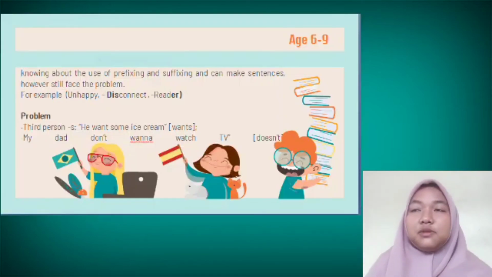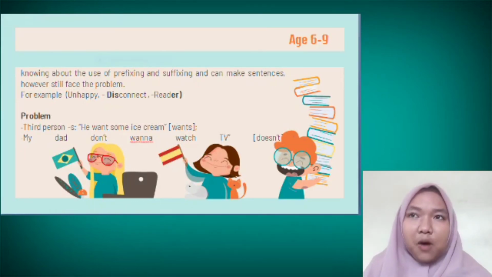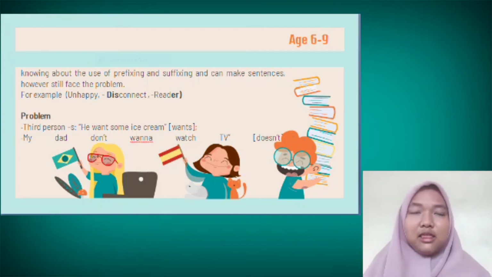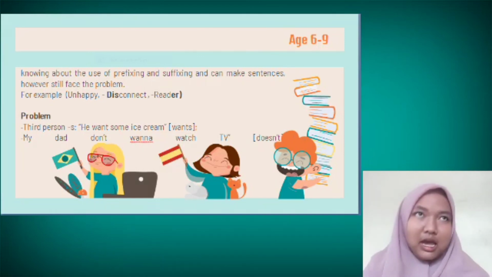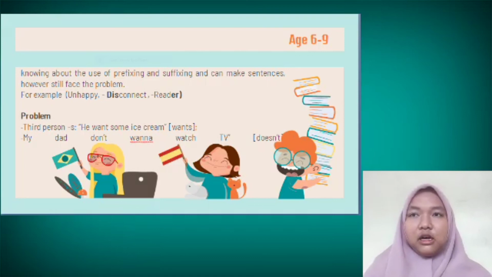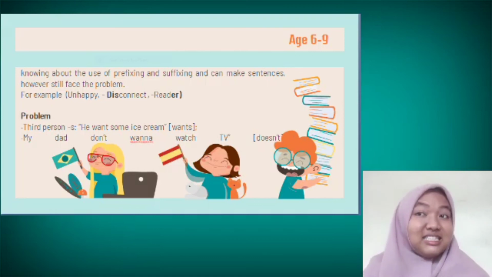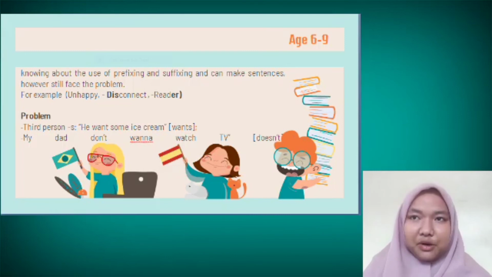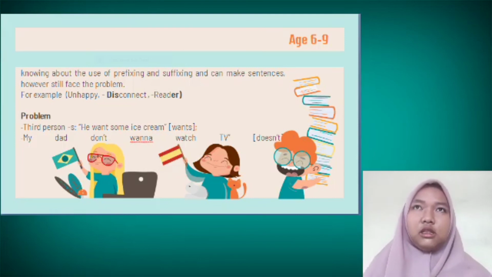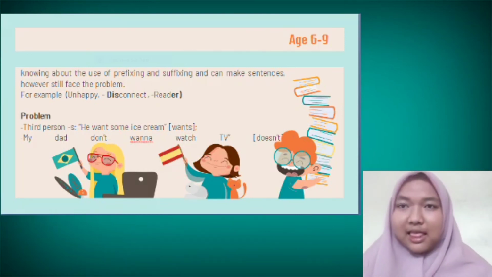And then for the age of 6 until 9 years old, they know about the use of prefixing and suffixing, and they can make sentences. However, they still face problems. For example, the use of prefix and suffix here: unhappy, disconnect, and then reader. This is one of the problems that they face.